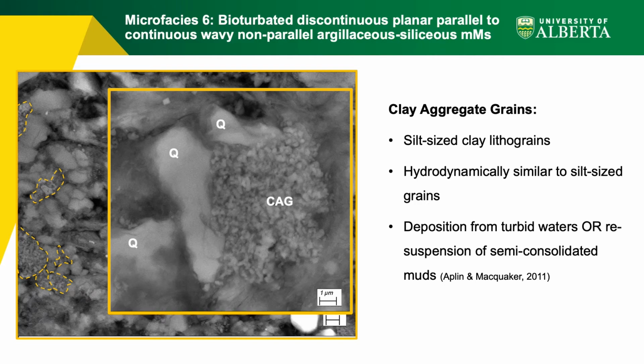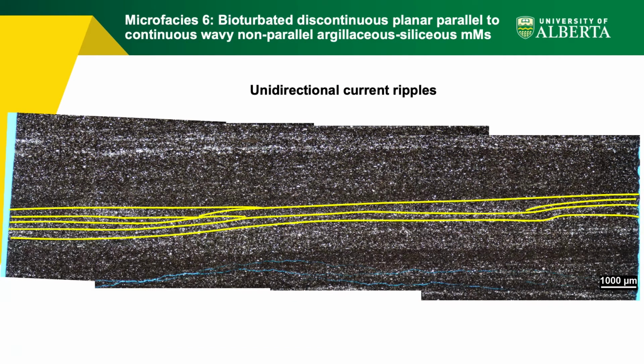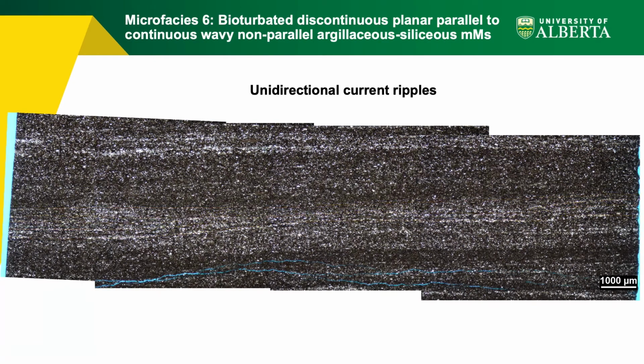Here we have a zoomed-in image of one of these clay aggregate grains, bordered by 3 detrital quartz silt grains, so you can see how the look and shape of these clay grains is very similar to the detrital quartz silt. Microfacies 6 also contains several primary sedimentation structures that indicate relatively energetic deposition.